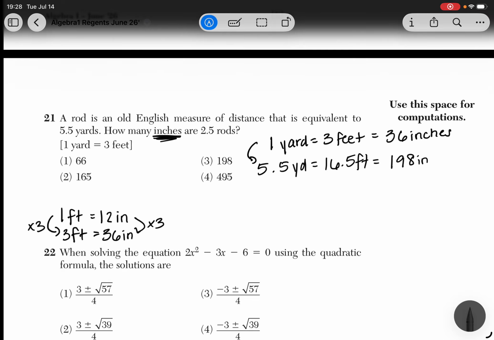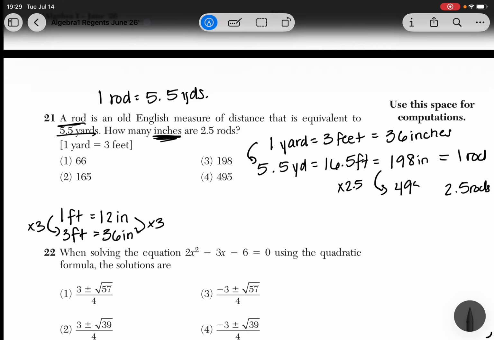And we know that a rod is 5.5 yards. So 1 rod equals 5.5 yards, which means that this would equal 1 rod. We want to find how many inches are in 2.5 rods. So now we need to increase each of these values by 2.5 rods. Well, not necessarily, just the inches. So 198 times 2.5 should get us 495 inches. So our correct answer here would be answer choice 4.